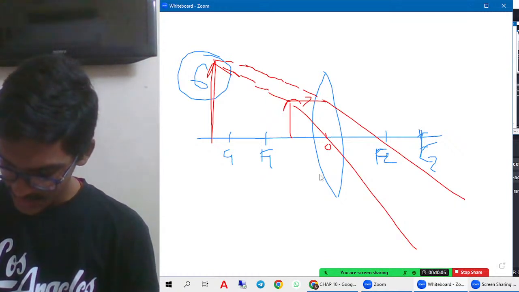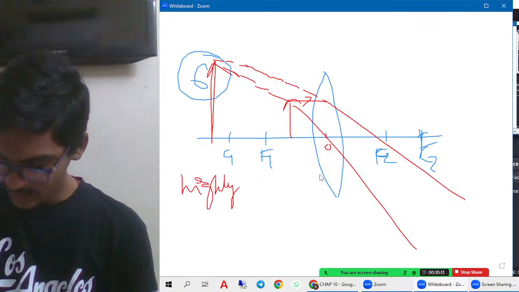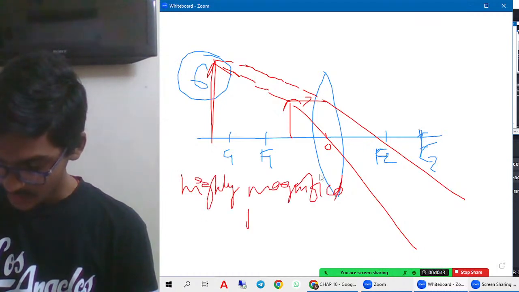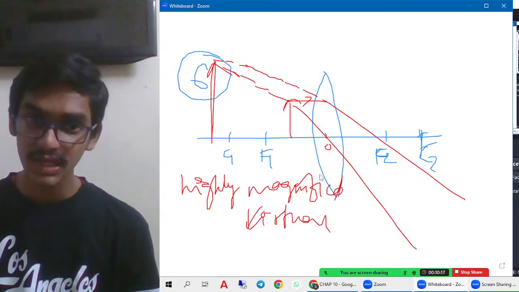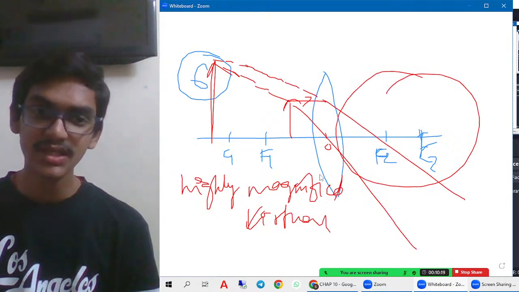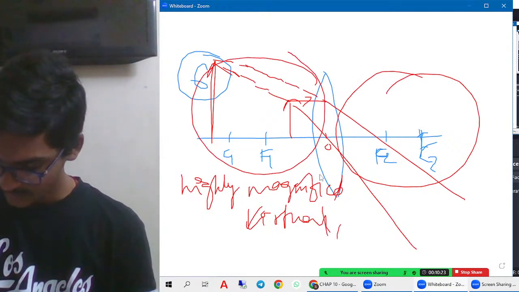So here in this case it is highly magnified, then it is virtual because it is formed this side. So all the images which are formed the other side are real. So if it is formed this side, it means it is virtual. Like this you have to remember. And virtual, and it is erect.